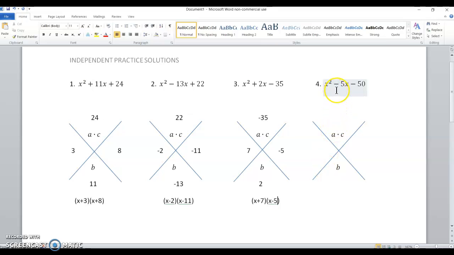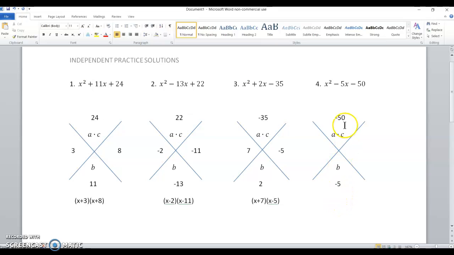Our last one, we got a bunch of negatives here. 1 times negative 50 is negative 50. B is negative 5. So two numbers that multiply to a negative. So again, we got one positive and one negative factor, because a positive times a negative is going to be a negative. But this time the bottom is a negative number, which means our bigger number is going to be the negative number. Like the larger number, the number that's further from 0.